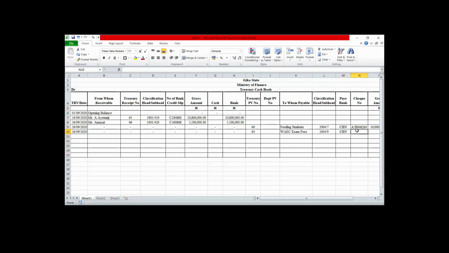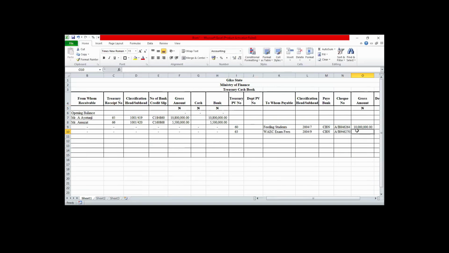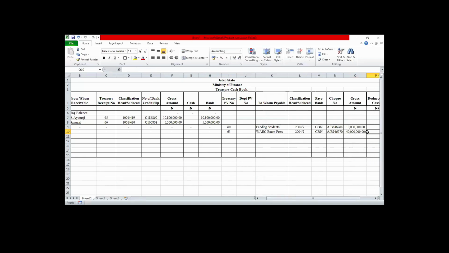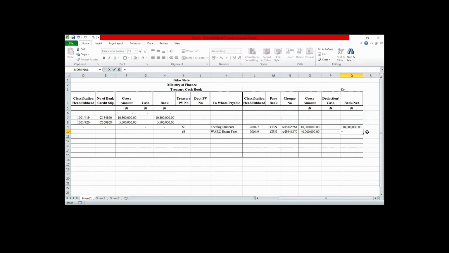What is the check number? A/B 946270. Amount: 40 million. We pay through CBN. Definitely the transaction is meant to appear in the bank. Is it clear? Yes, sir. This is how to post this transaction.